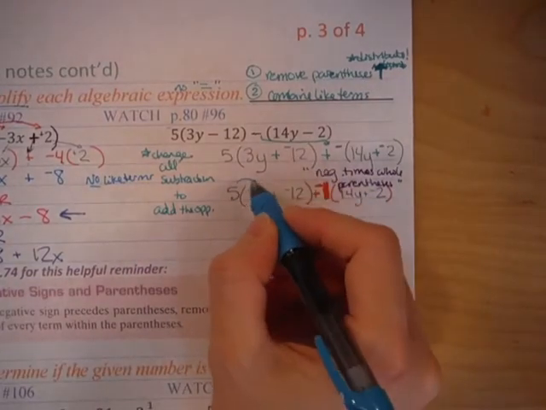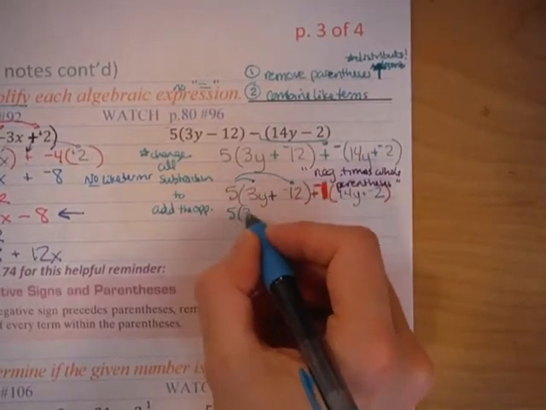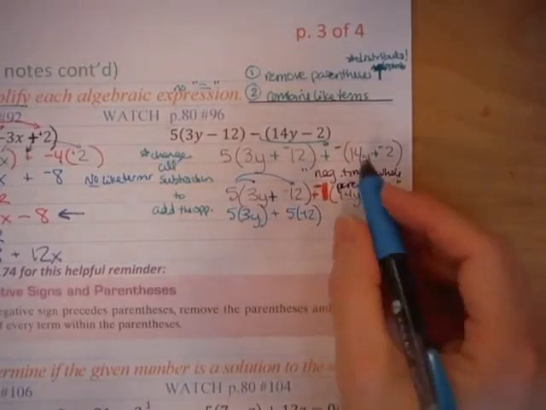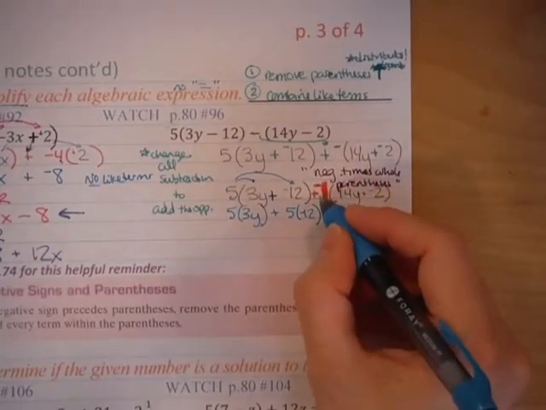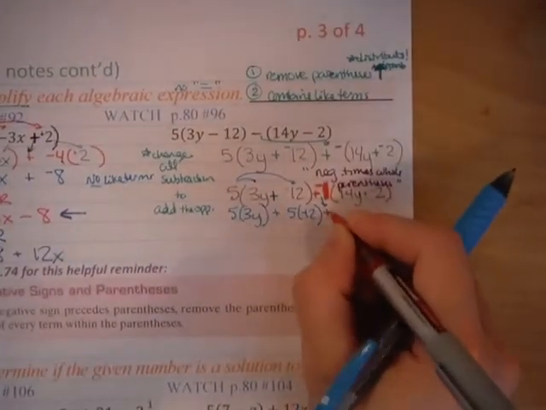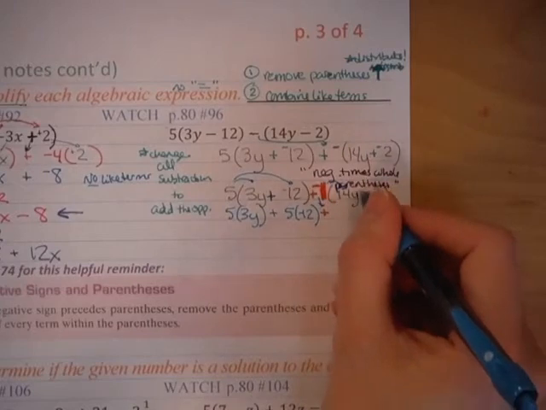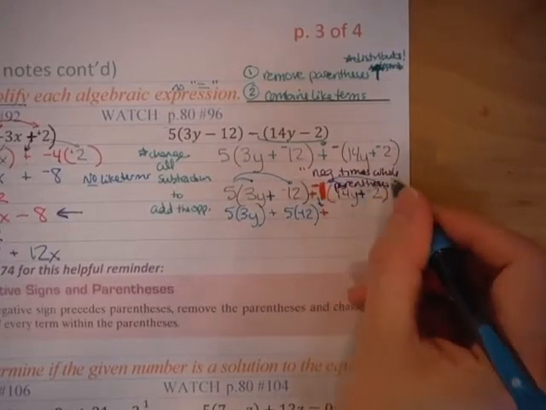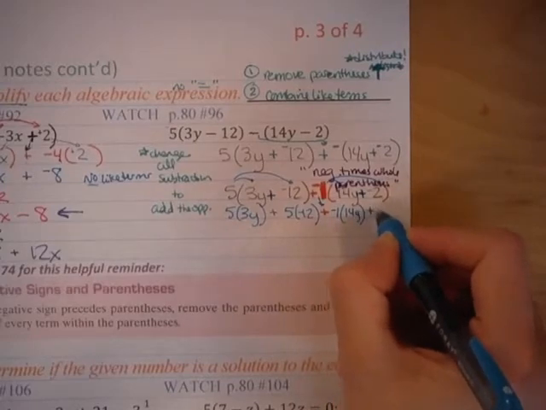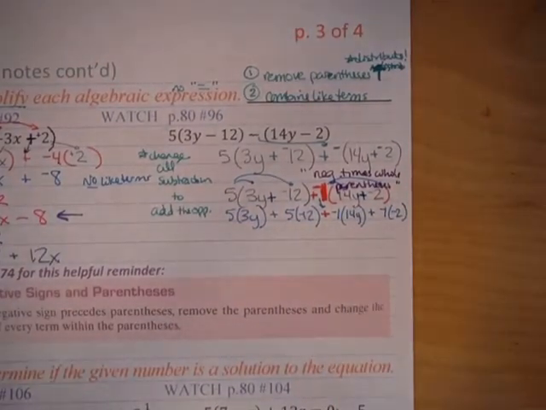You're going to get 5 times the 3y plus 5 times the negative 12. And then you're also going to get the plus right here, that plus in between these two distributions that are happening here. And then you're going to get negative 1 times 14y plus negative 1 times negative 2. So it's negative 1 times 14y plus the negative 1 times the negative 2. And let's see what all those pieces equal.